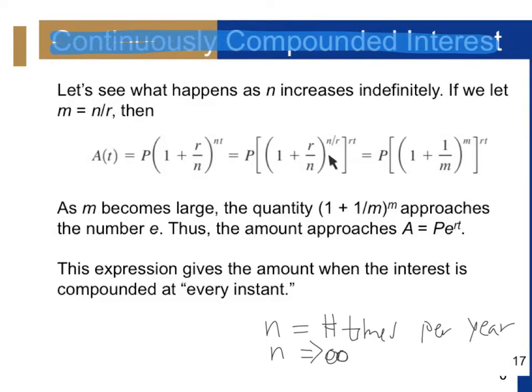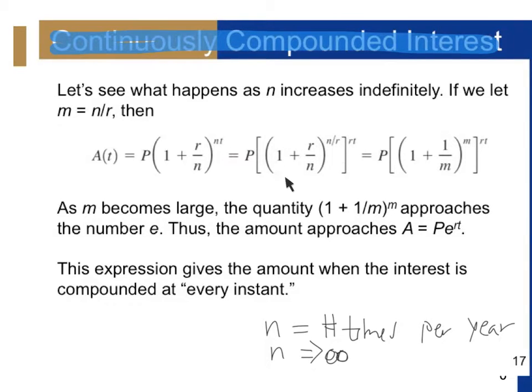We're going to take this 1 plus r over n, and we're going to make it n over r to the rt. Okay, now it's still n times t, but we put an r. What we did was we divided by r, and then we multiplied by r again. Okay, so it's kind of like a wash, but we're doing this for a reason.